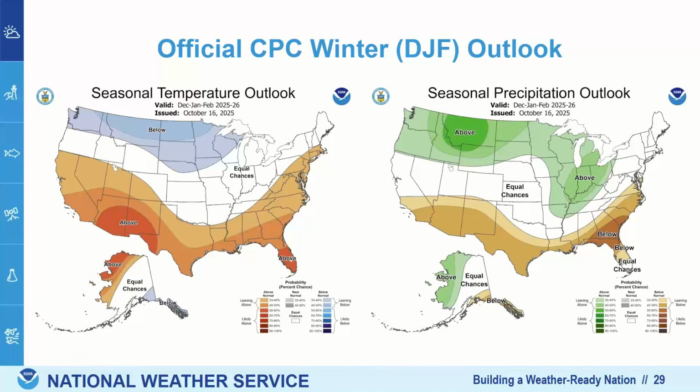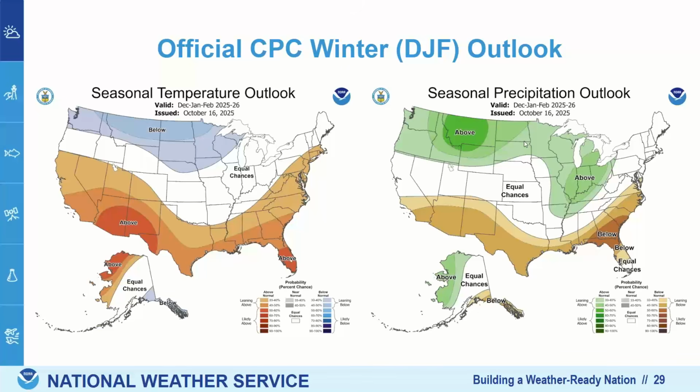Now, here's what you've all been waiting for. Here's the official CPC winter December, January, February outlook. Again, not magnitude of above or below normal, but confidence in above or below normal. So we're looking at higher confidence in below normal temperatures across the northern tier of the US with above average chances of precip as well.